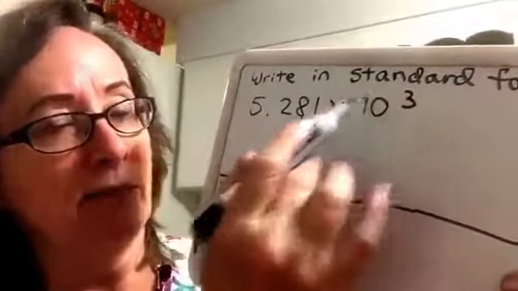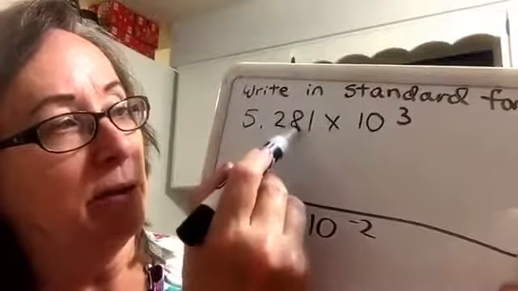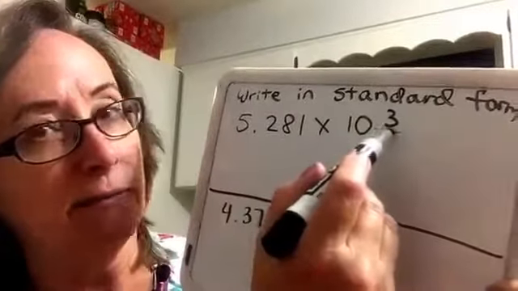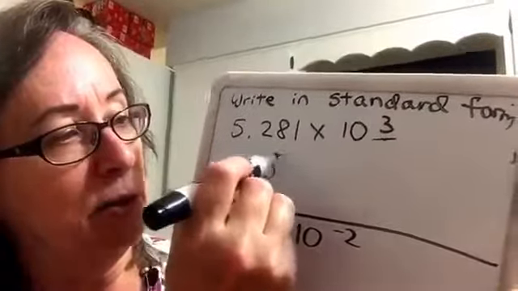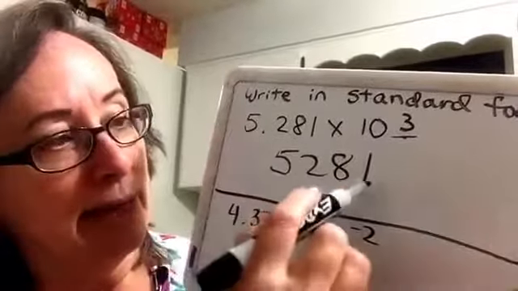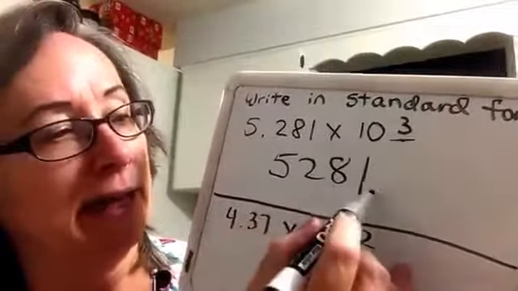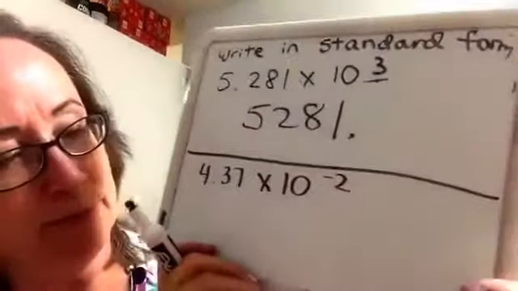So this is scientific. To get it into standard form, we're going to move the decimal 3 places to the right because of this 3 here. So we're going to wind up with 5, 2, 8, 1 with the decimal now over here at the end because we moved it from here 3 steps over.